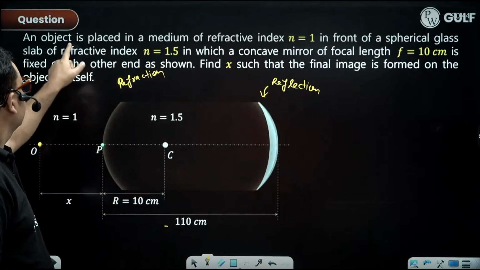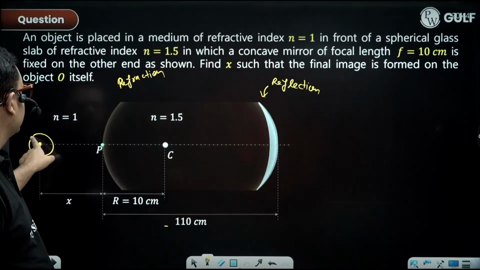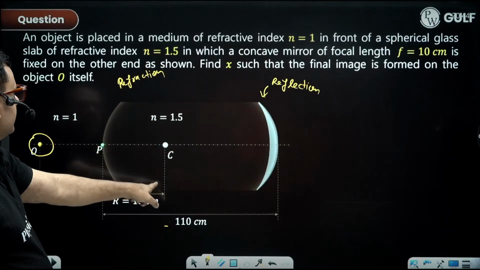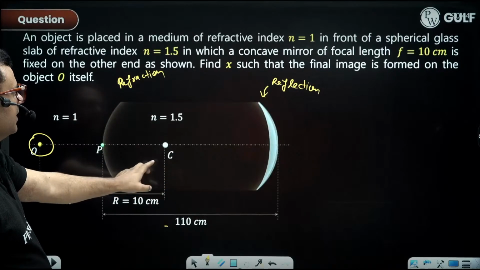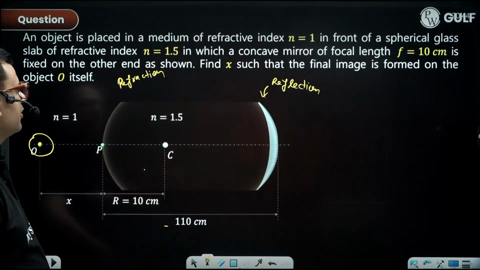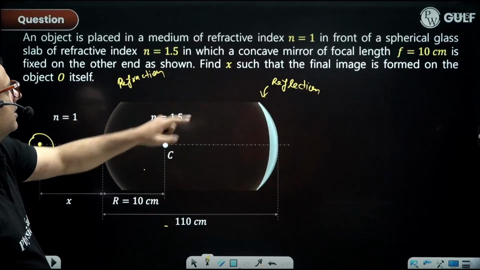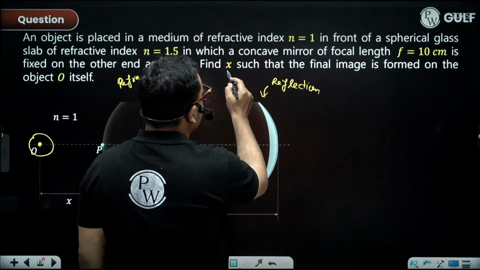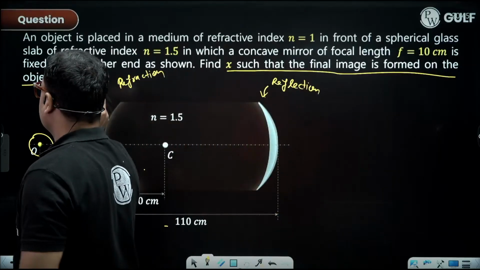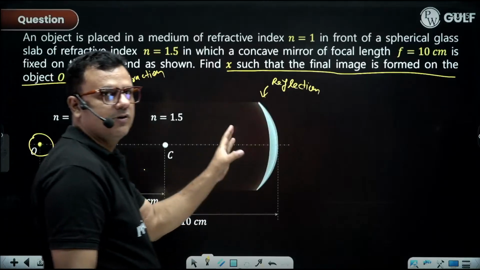Now, an object is placed over here. We don't know that distance from this surface. This spherical glass slab has refractive index 1.5. Then you put a concave mirror with a focal length of 10 centimeter at the other end. Find X such that the final image is formed on the object itself. I forgot to read that point properly.